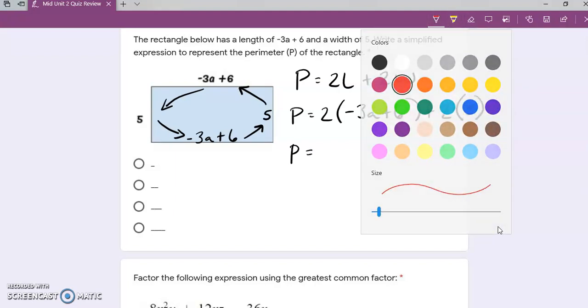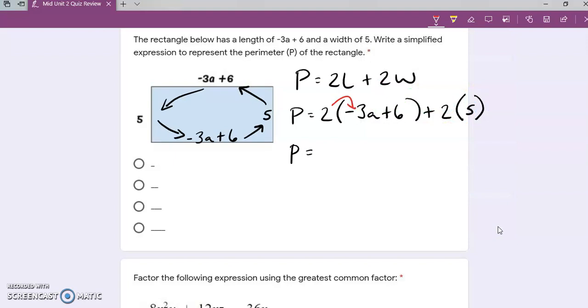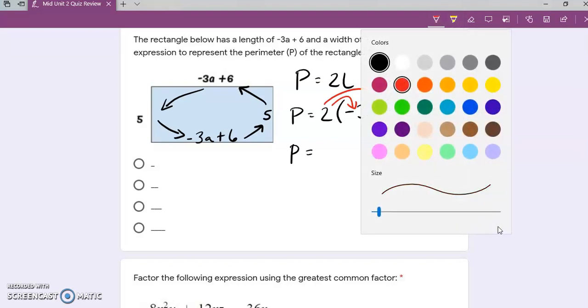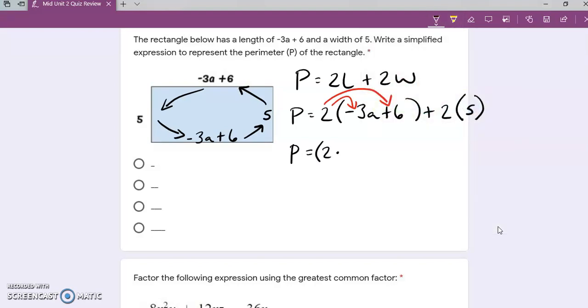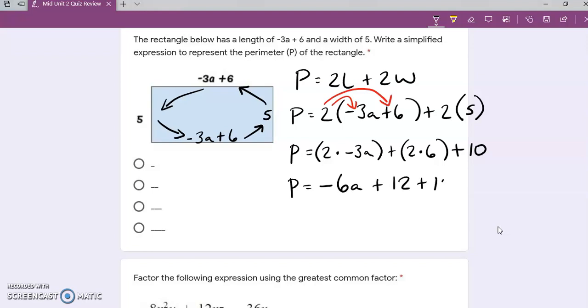When I have this multiplication set up right here, I have to again distribute, because it's one number on the outside, two numbers on the inside. So this is how I set it up. I have 2 times negative 3a as one group, 2 times positive 6 as the next group, and then 2 times 5, I already know that that's 10. So I can bring that one down. Then I say, okay, 2 times negative 3a equals negative 6a. 2 times 6 is a positive 12. And then the positive 10 again gets brought down.